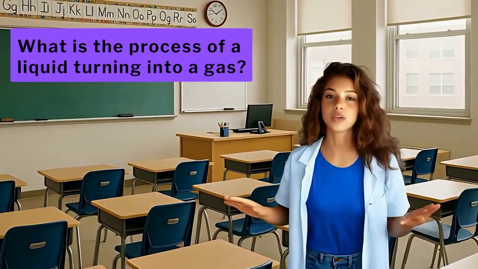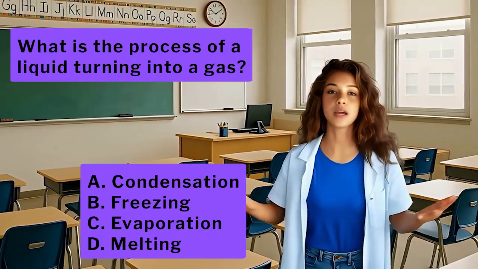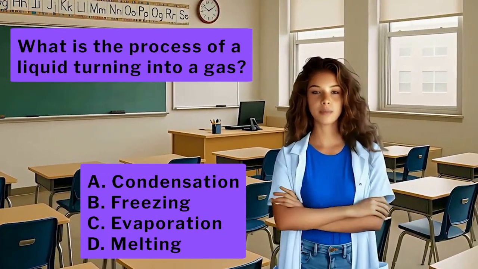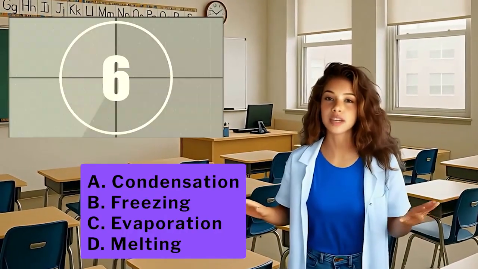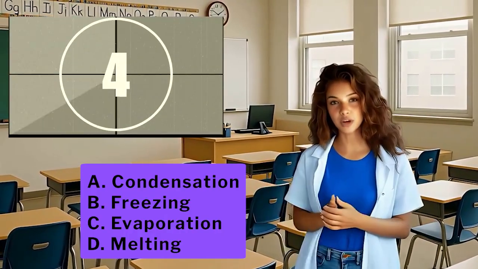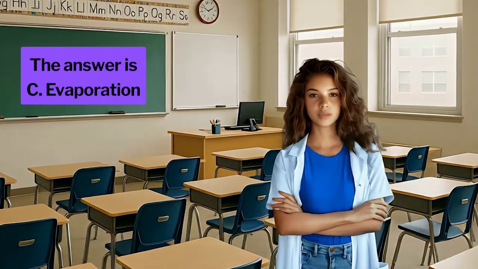Question 11. What is the process of a liquid turning into a gas? Choices are A, condensation, B, freezing, C, evaporation, or D, melting. You have 6 seconds. Don't freeze. And no melting from the pressure. Which one is it? Think water cycle. Time's up. The answer is C, evaporation. Up next, we get even closer to the end.